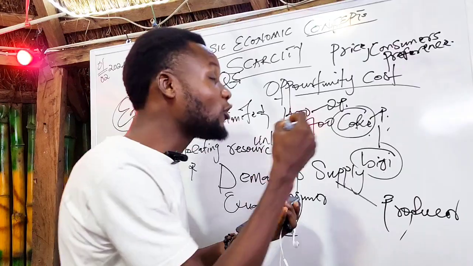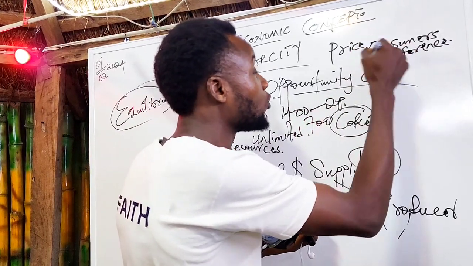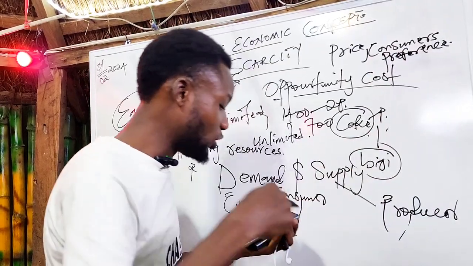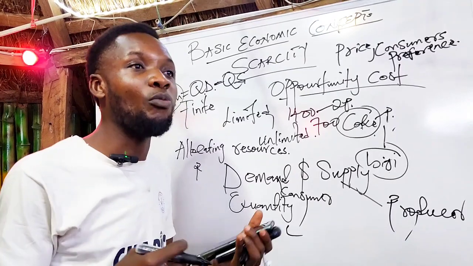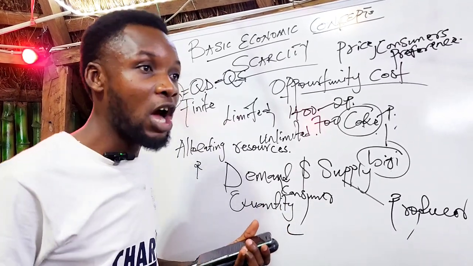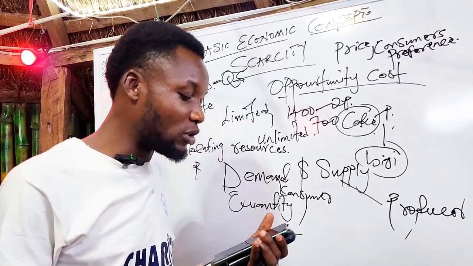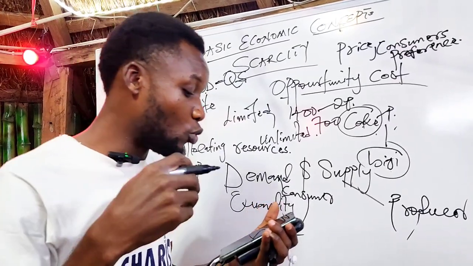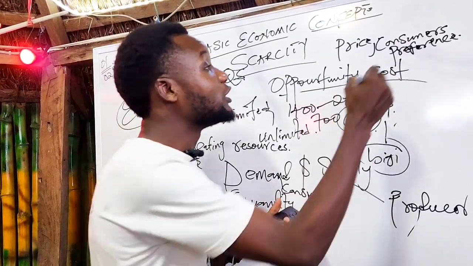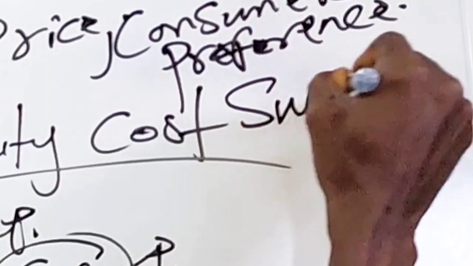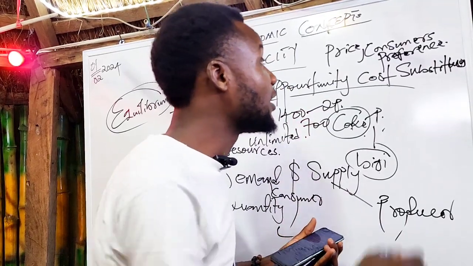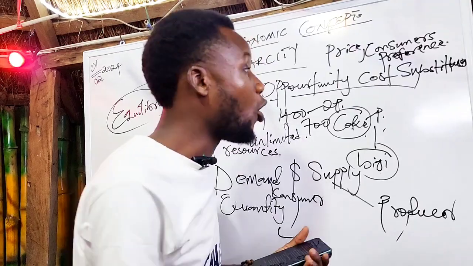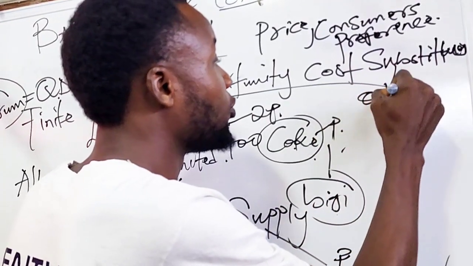So income is also one of the factors that influence demand. The salary of the consumer goes a long way to determine how much you can buy. How much income you have, how much money you make, goes a long way to determine what you can buy. Or also the concept of substitutes. Like I said, substitutes are options.